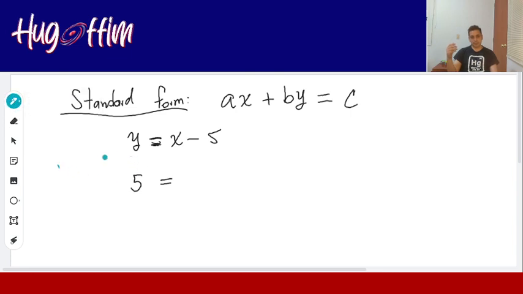I'm going to put it in the way people like. Plus 5, and I'm going to subtract y. So minus y, and here minus y. Something like that. So in this case it will be 0, and I got 5 on this side, and here I got x minus y.